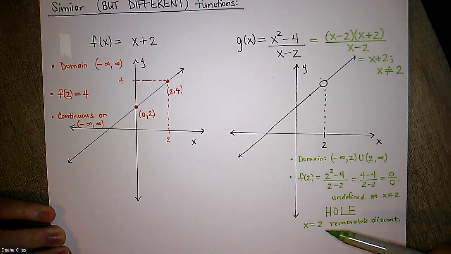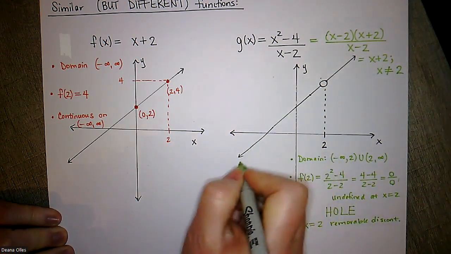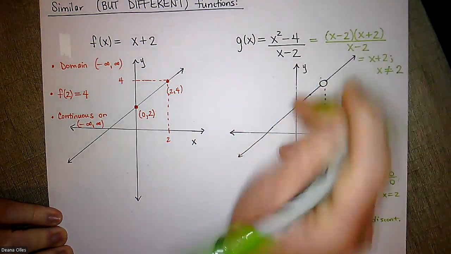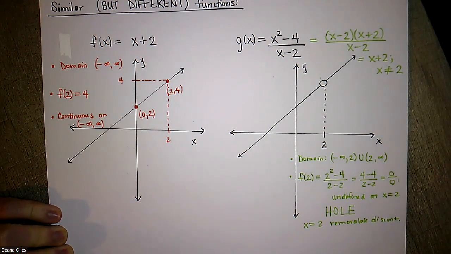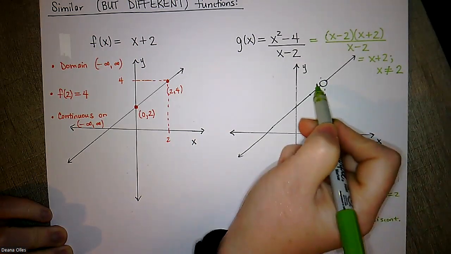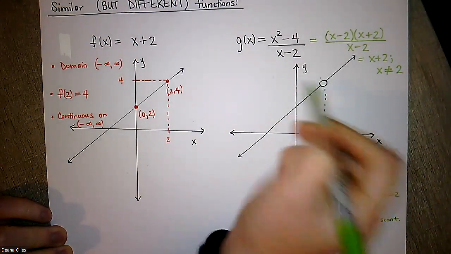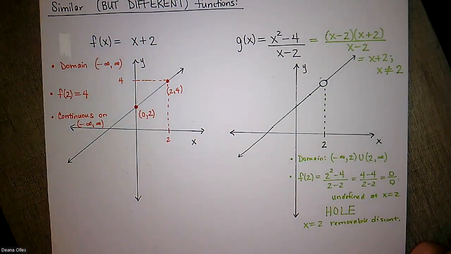And it's a removable discontinuity because I can keep the shape of my line going, and I just come in with a cookie cutter and I pluck out the point at x equals 2. So I'm removing the point at x equals 2. So I can't plot an f of 2. That's not possible here, like I could do here. Okay. So graphically, I have a hole at 2.